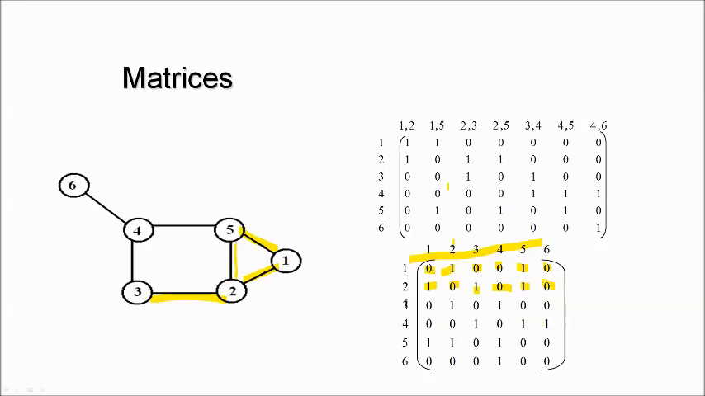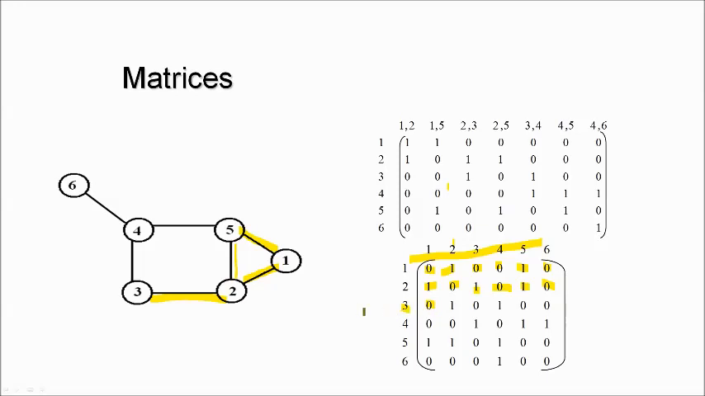Moving on to the next vertex, we have vertex 3. From vertex 3 going to vertex 1, is there any edge going to vertex 1? None. We're going to put 0.